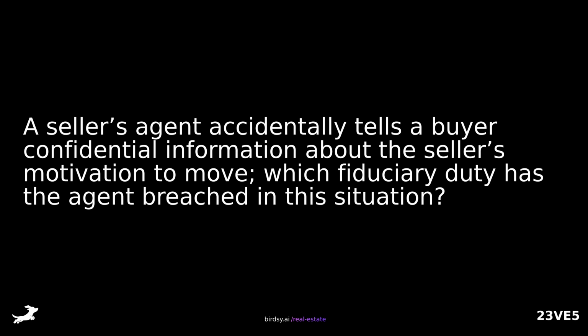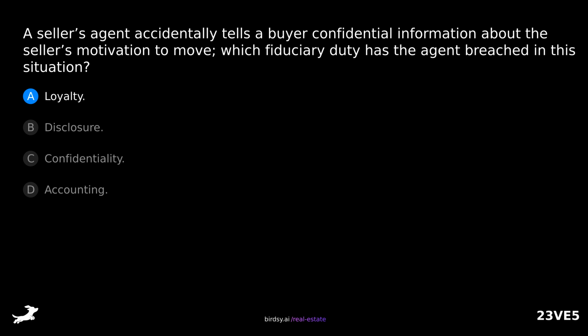A seller's agent accidentally tells a buyer confidential information about the seller's motivation to move. Which fiduciary duty has the agent breached in this situation? Is it A, loyalty, B, disclosure, C, confidentiality, or D, accounting? The correct answer is C, confidentiality.